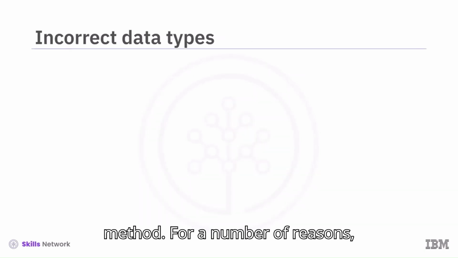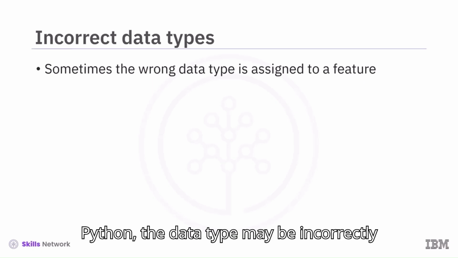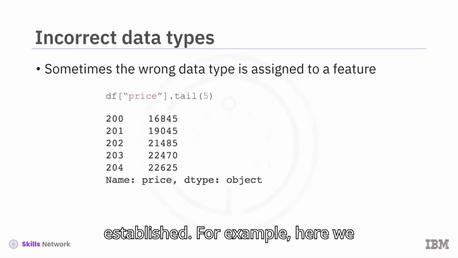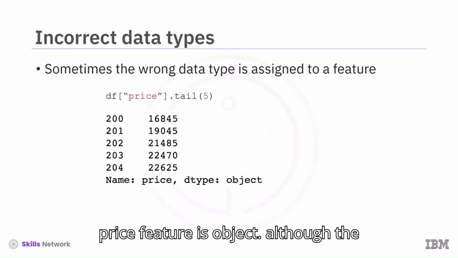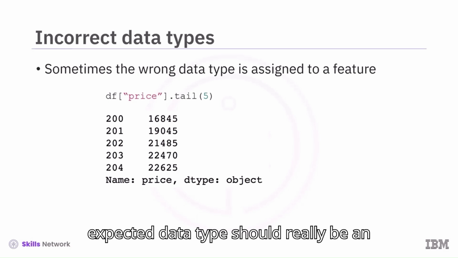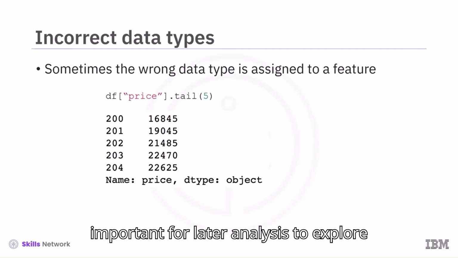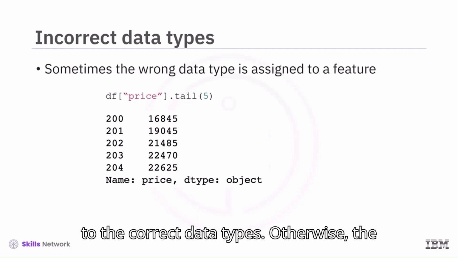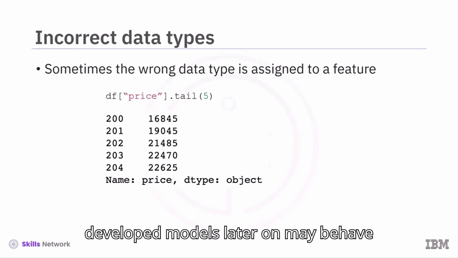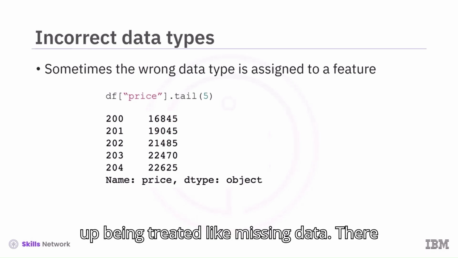For a number of reasons, including when you import a dataset into Python, the data type may be incorrectly established. For example, here we notice that the assigned data type to the price feature is object, although the expected data type should really be an integer or float type. It is important for later analysis to explore the features' data types and convert them to the correct data types. Otherwise, the developed models later on may behave strangely, and totally valid data may end up being treated like missing data.